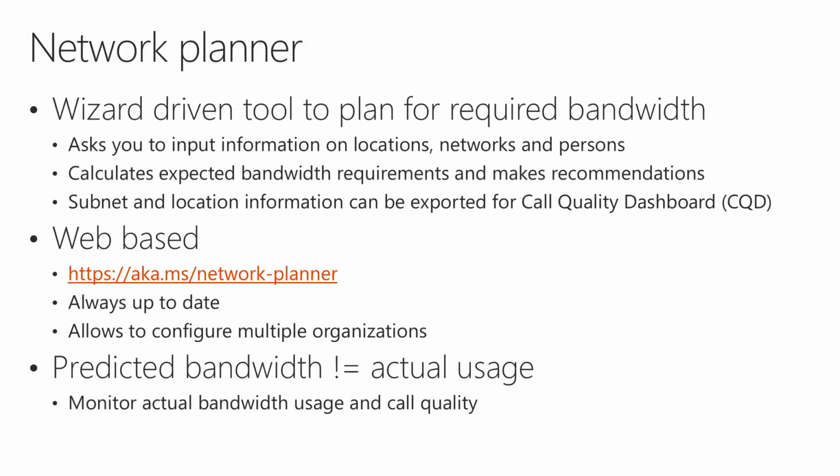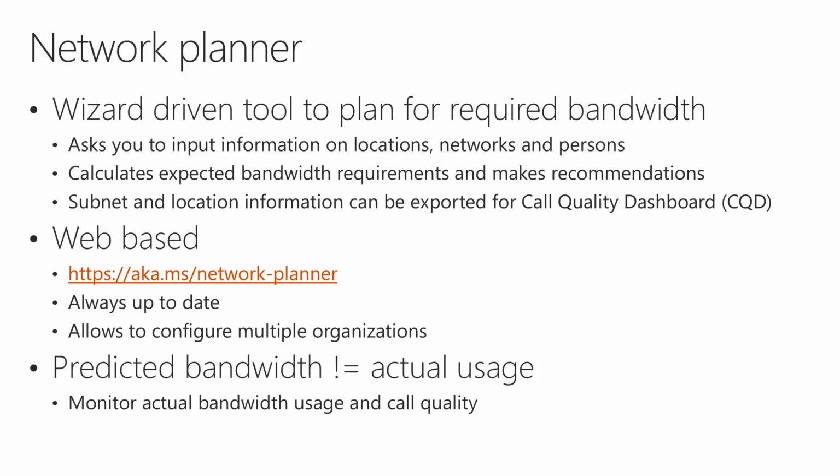The Network Planner is a wizard-driven tool to plan for the required bandwidth. It will ask you a couple of questions on what are your locations, your networks, your personas, how many users, how much audio, video do you expect them to use. Then, based on this information, it will calculate the expected bandwidth requirements and make recommendations. Also, the subnet location information can be exported for the Call Quality Dashboard. So once you're running Teams, you can use this Call Quality Dashboard to identify networks and locations where you might have challenges with the network based on the information that you entered here.